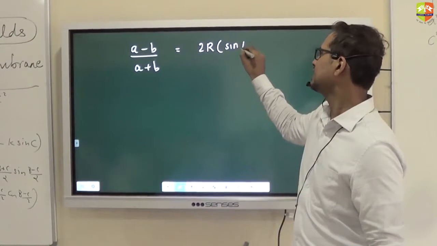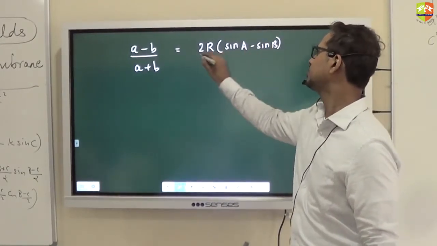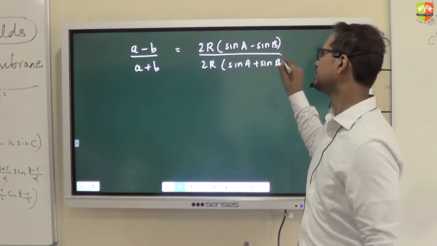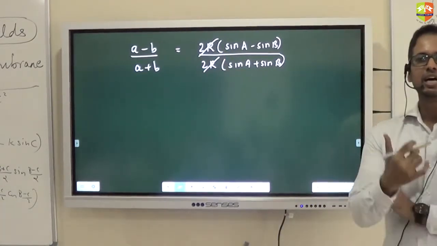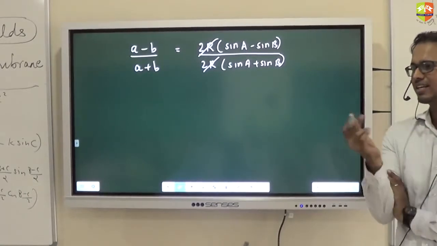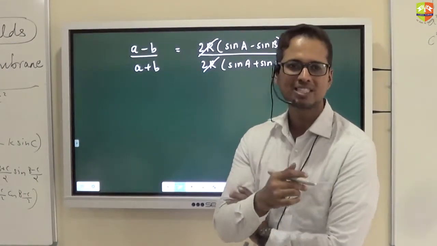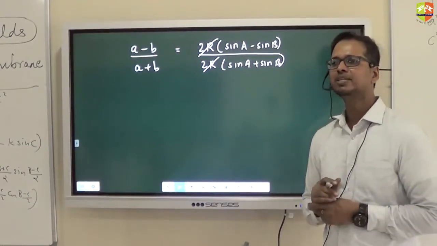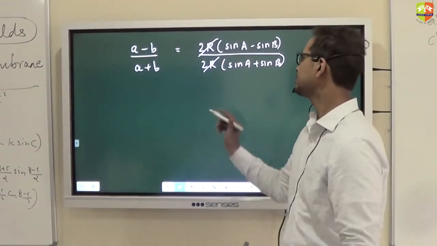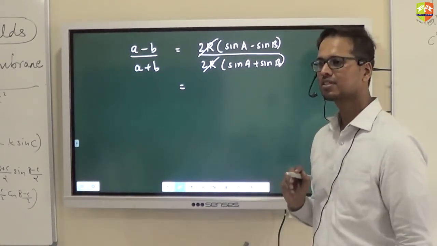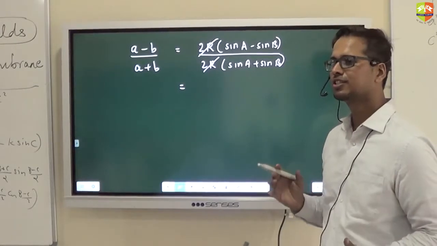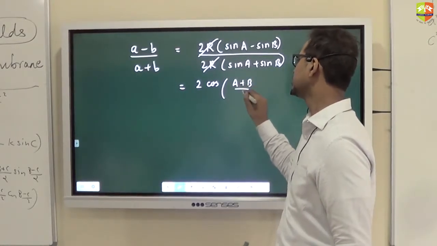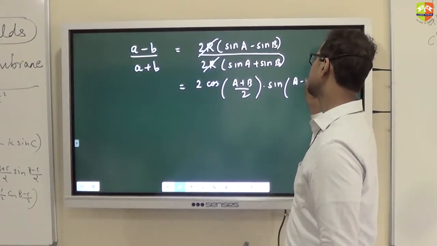Okay. Here I write the numerator as sin A minus sin B by 2R sin A plus sin B. Yes or no? Correct? Remember, by using sin law, I discussed that you can write A as 2R sin A, correct? B as 2R sin B. So using that only. Now, what is sin A minus sin B formula using the transformation formula? 2 cos A plus B by 2 sin A minus B by 2. Excellent.